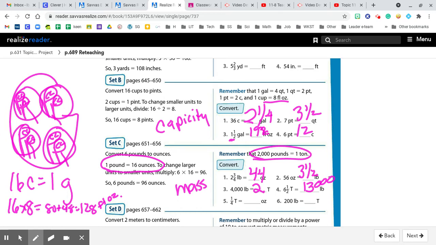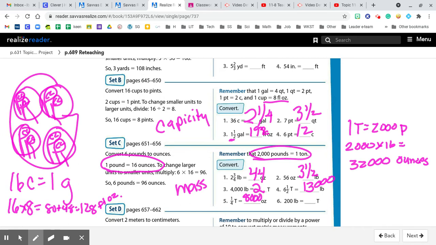1/4 ton is how many ounces? That one's super annoying to go from tons to ounces. So we're going to have to go 1 ton equals 2,000 pounds, and 1 pound equals 16 ounces, so we have to do 2,000 times 16. This is super annoying. 32,000 ounces in a ton. Super annoying. So a quarter ton, 1/4 of that, would be 8,000 ounces.